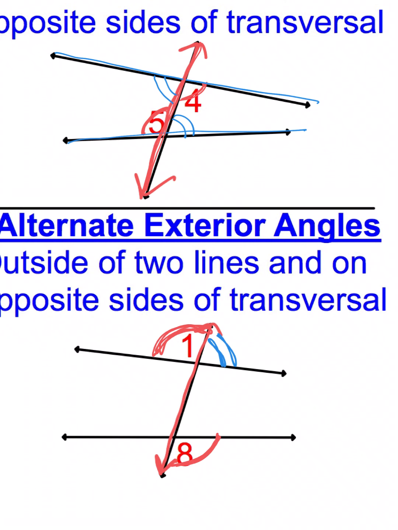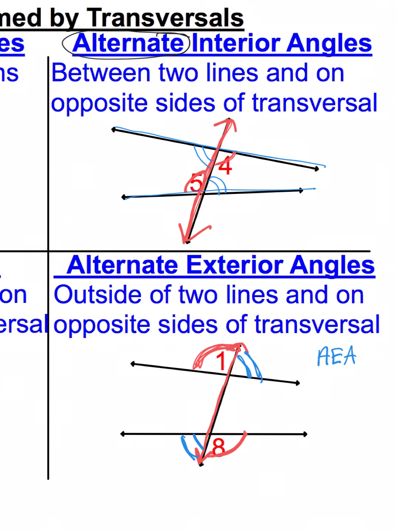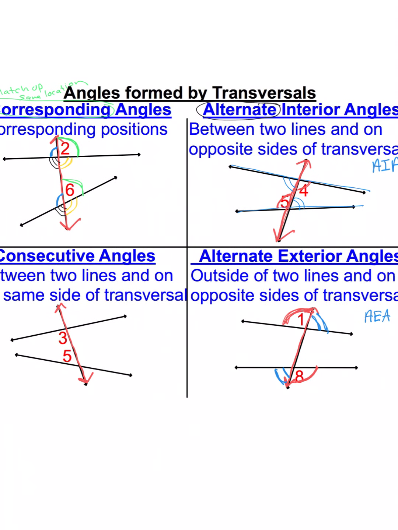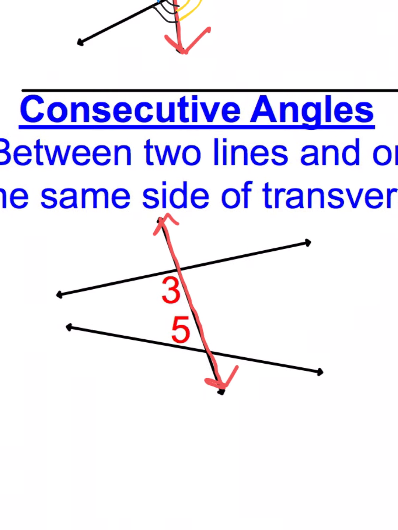I have a second pair of alternate exterior angles. It's here and here. Now often you'll see alternate exterior and alternate interior abbreviated. I use AEA for alternate exterior angles. Any guesses as to what we would do for alternate interior angles? AIA. Okay, and then that leaves us with our last pair of angles called consecutive angles.